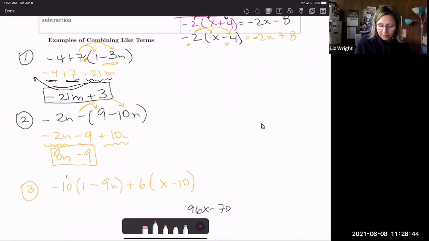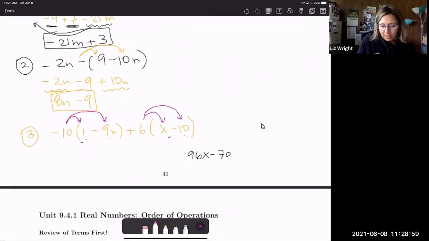I'm going to first distribute. There's nothing, by the way, I'm checking. Can I combine these two? No. Can I combine these two? No, they're not like terms. So let's distribute that -10. I'm also going to distribute the 6. So then I'm going to get -10 plus 90x plus 6x minus 60. And that's just from me distributing.